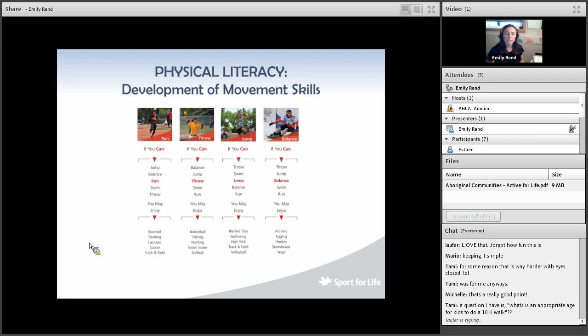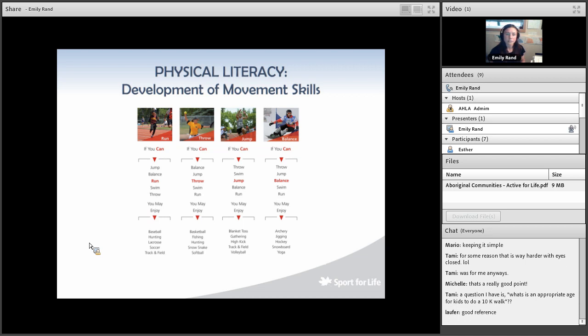So if I only focus on jumping growing up, then I might miss out on all these other opportunities. And say I were to ever be injured, and that affected my jumping, then that might affect the different activities that I would be able to engage in as well.